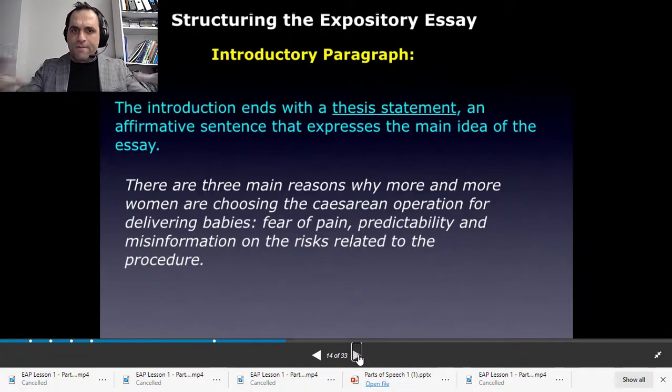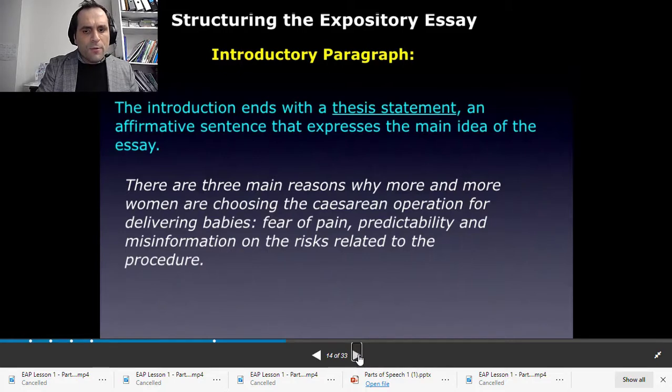I'm going to give you more information about fear of pain, about predictability, and about the misinformation on the risks related to the procedure. I'm going to give you more information about each one of those things mentioned in the thesis statement, and then I'm going to back them up, support them with facts. Because again, without facts, you have no argument. Your argument is weak, not strong. Okay? All right.